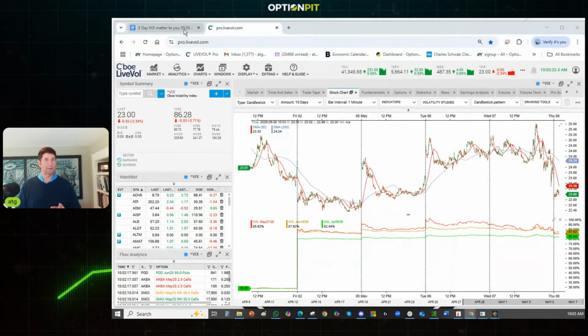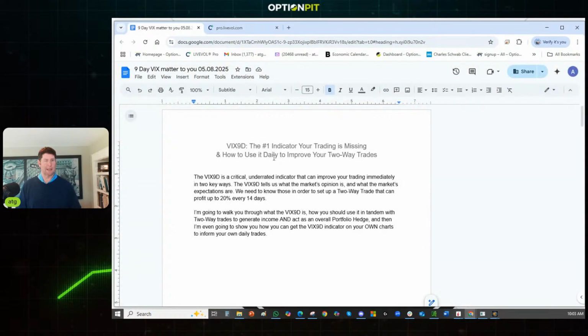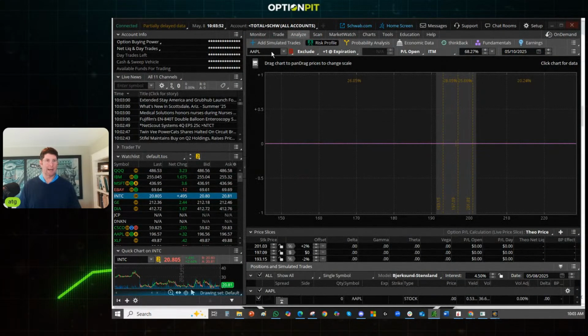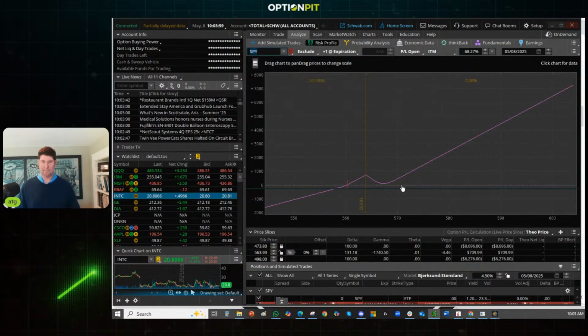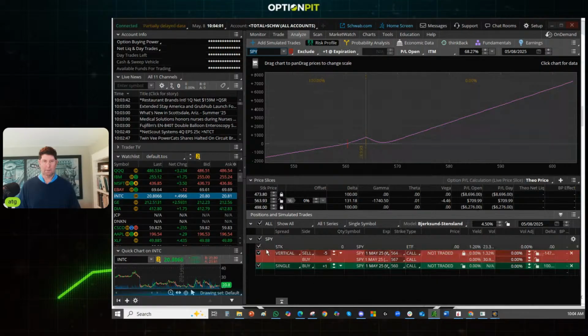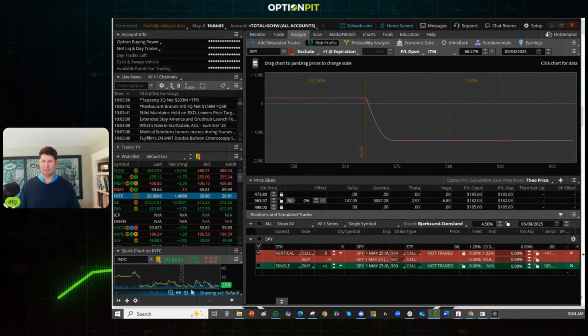So what I want to do today is understand the importance of the VIX 9-day indicator, how it will help your trading, how it will improve your trades, or how you improve looking at the market. So the first thing I want to do is get you a little understanding of why a 9-day option actually matters. So we're looking at the SPY. Just ignore these little ramblings here.